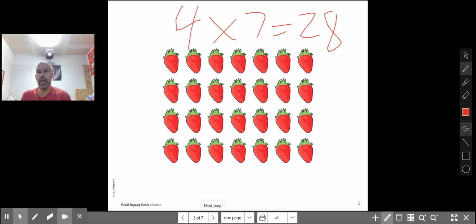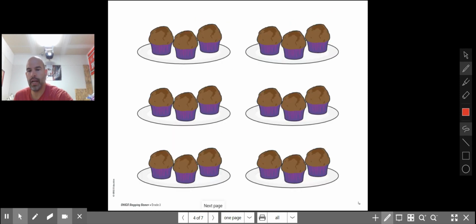Okay, 4 representing how many rows, so also the same concept of how many groups, right? And then 7 represented how many are in each row, which would be like how many are in each group. So 4 times 7 is 28. Let's take a look at our next slide.